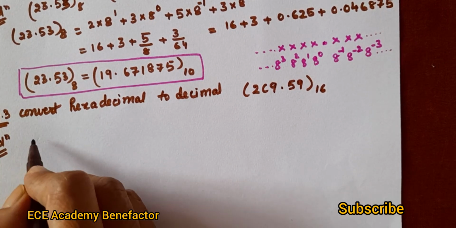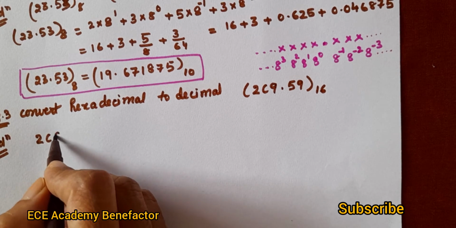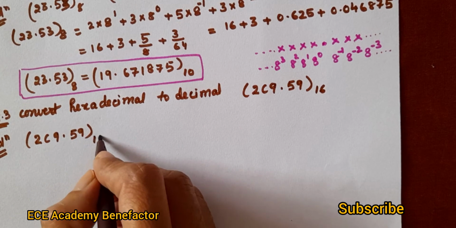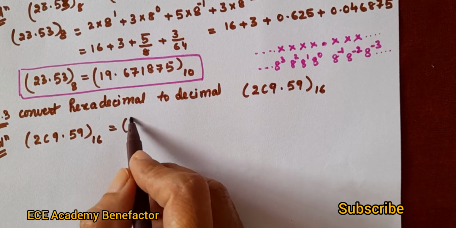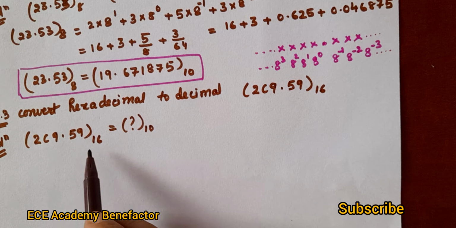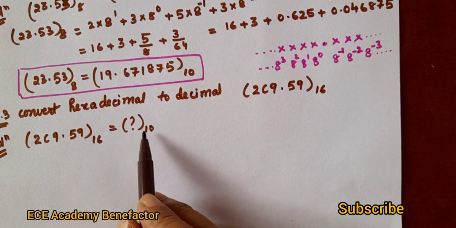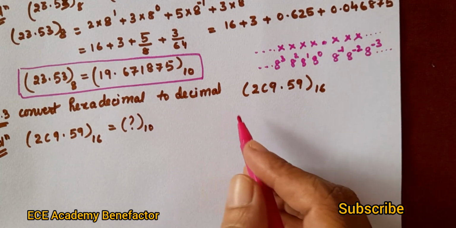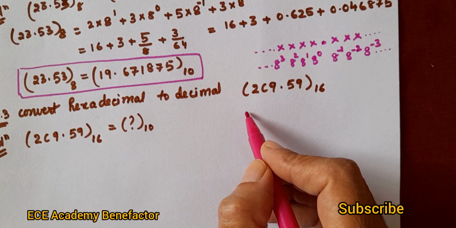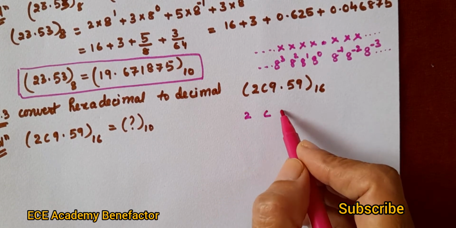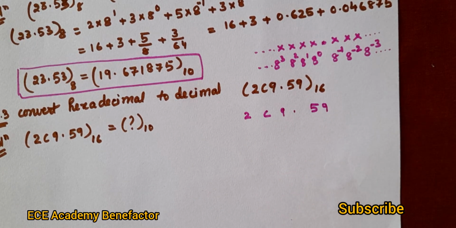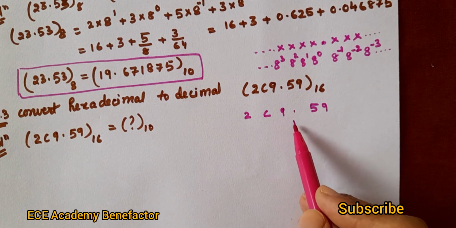So write the given question 2C9.59. This is a hexadecimal number. You have to convert it into a decimal number. If the base is 16, it is a hexadecimal. When the base is 10, it is a decimal number. So here, in the same way we have done previously, let us write the given hexadecimal number 2C9.59. This is a hexadecimal, so multiply, this is a radix point.